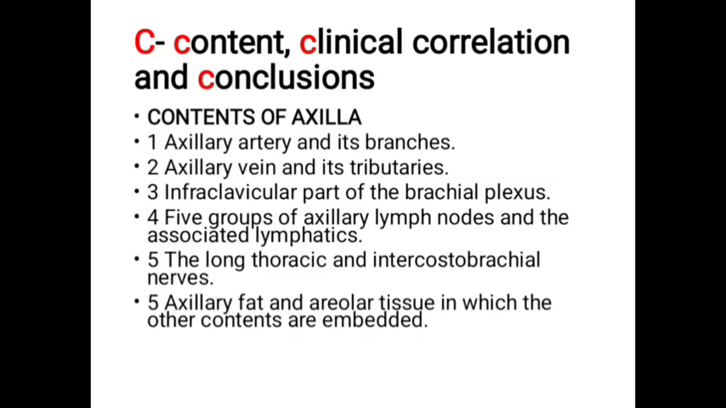Now, for the next part of our mnemonic, which is the C, which is the content, the clinical correlation, and conclusion. The content of the axilla include axillary artery and its branches, axillary vein and its tributaries, infraclavicular parts of brachial plexus, 5 groups of lymph nodes and the associated lymphatics, the long thoracic and intercostobrachial nerve, axillary fats and areolar tissues in which other contents are embedded.